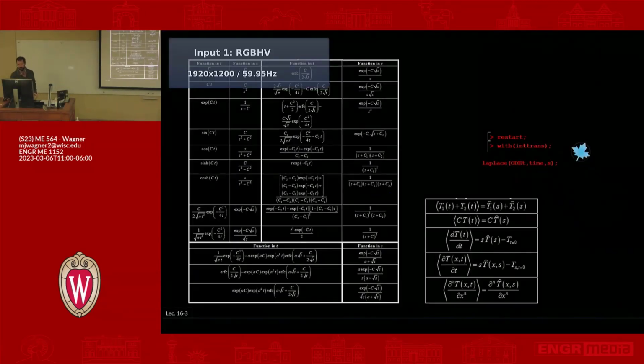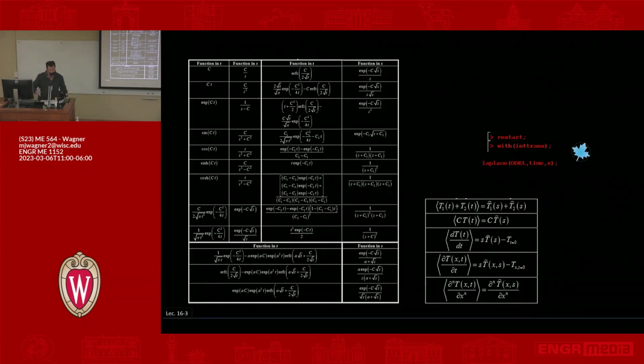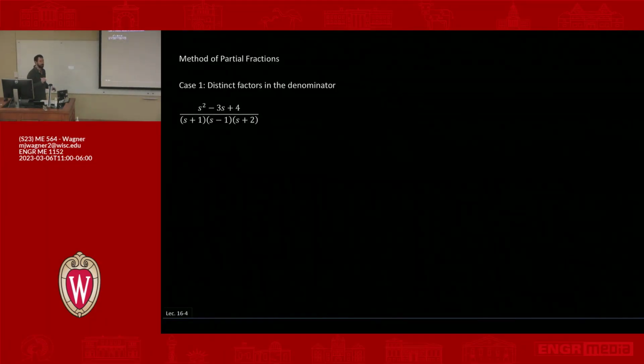So that's just how you'd use Maple to deal with some of that stuff. Oh yeah, one more thing. So like I said, you have to give Maple these pieces.